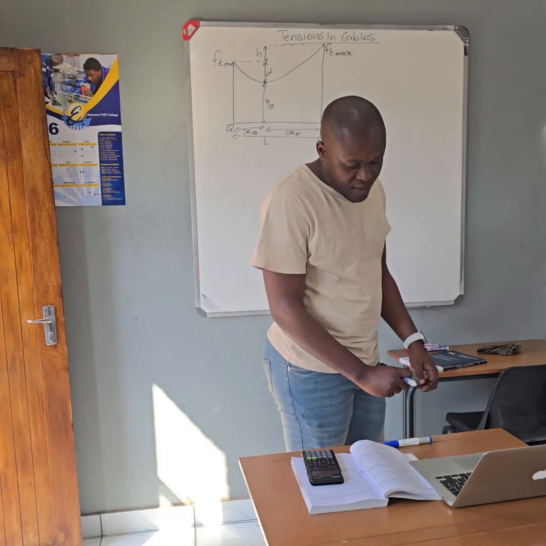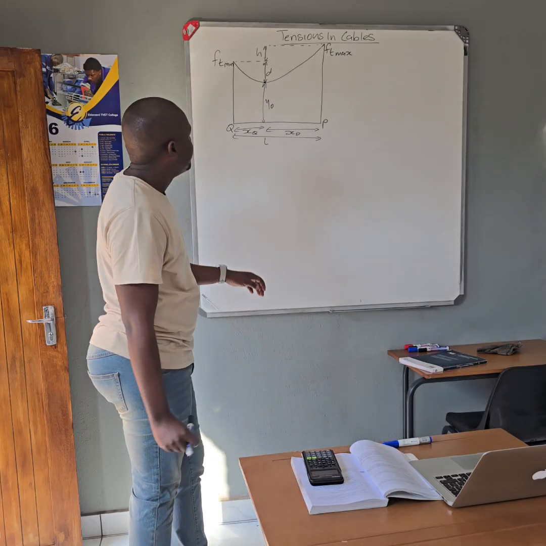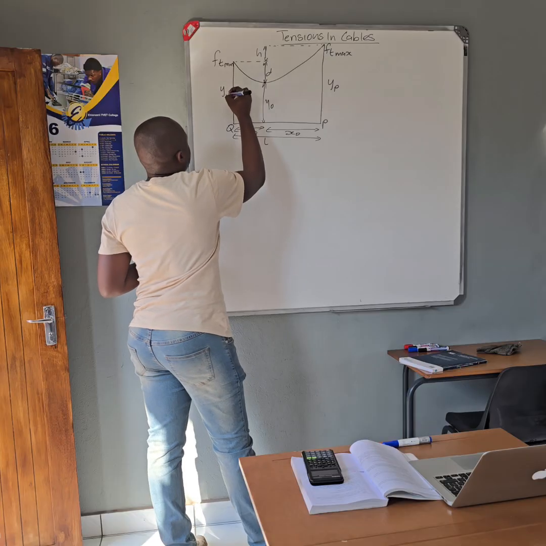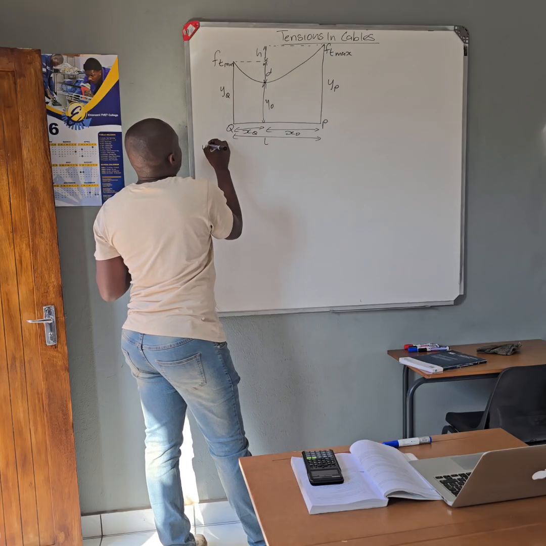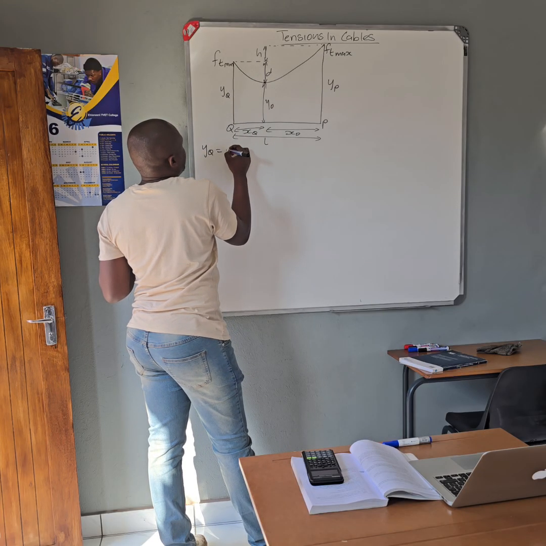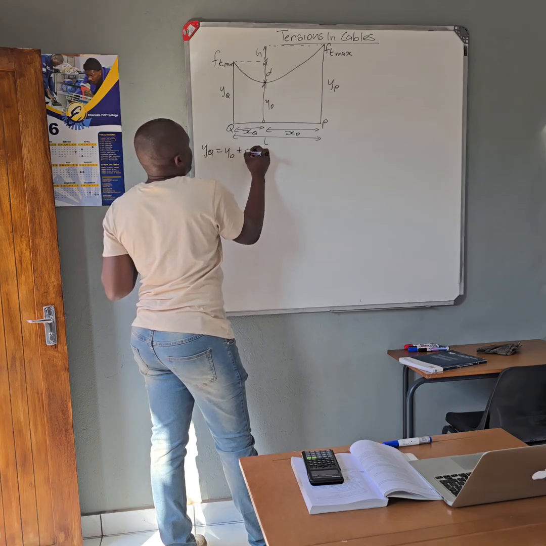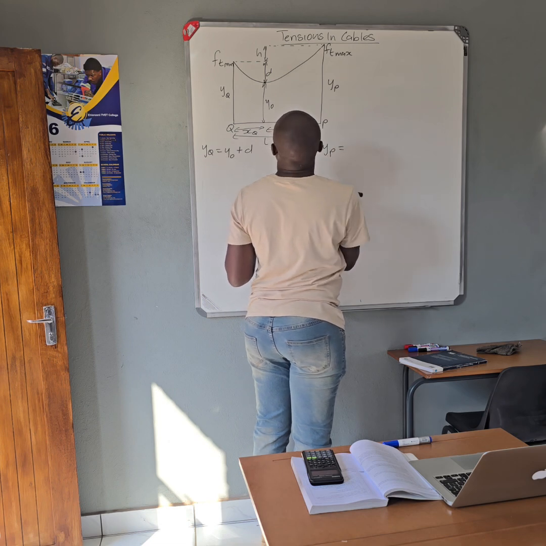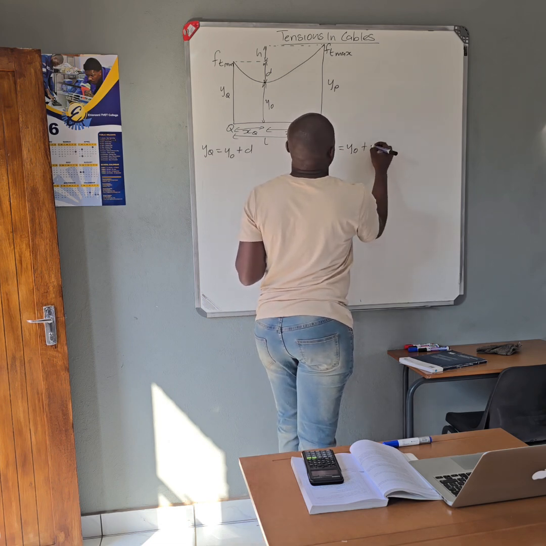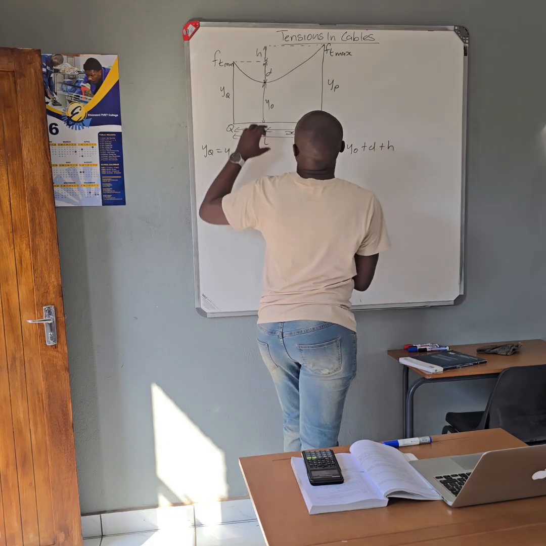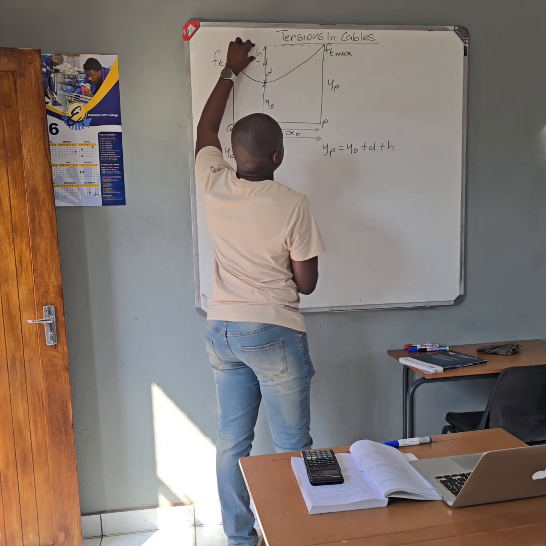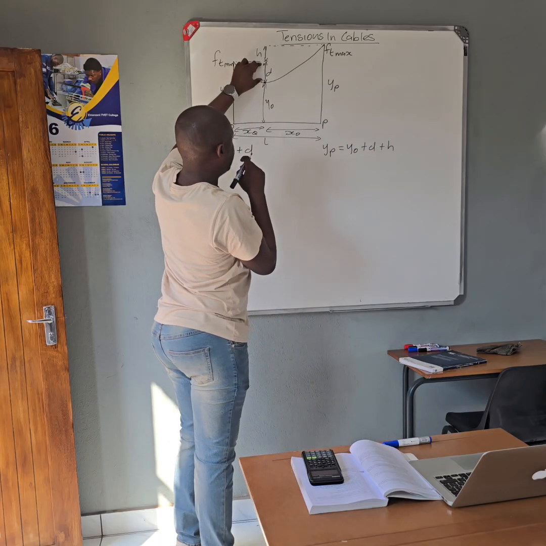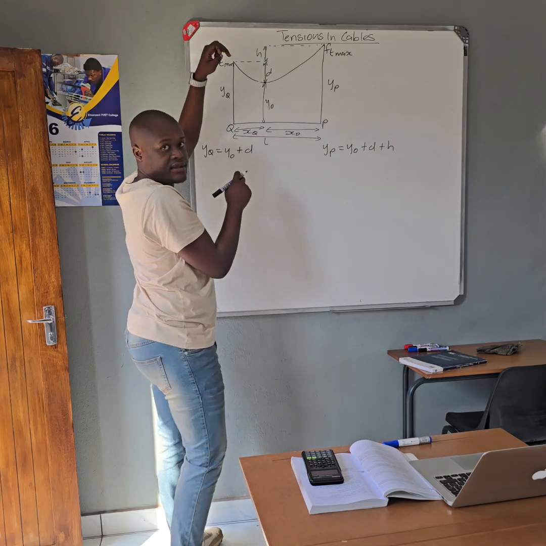So, what do we need? Here we have YP, and on this side we have YQ. YQ is going to be equal to YO plus B, right? And YP is going to be equal to YO plus D plus OH. This distance plus that distance plus that distance gives you that. But this one and that one give you that.